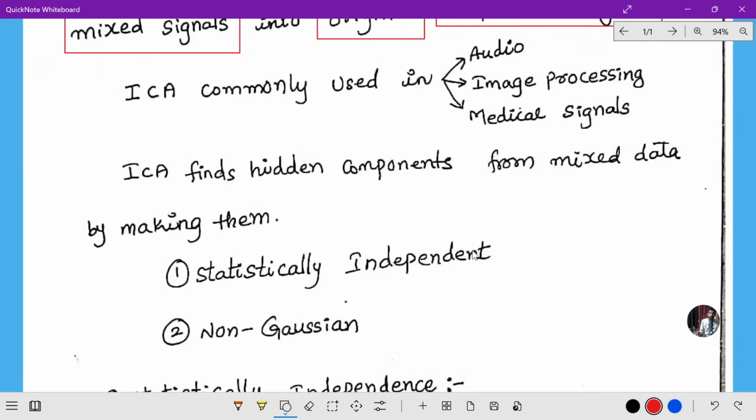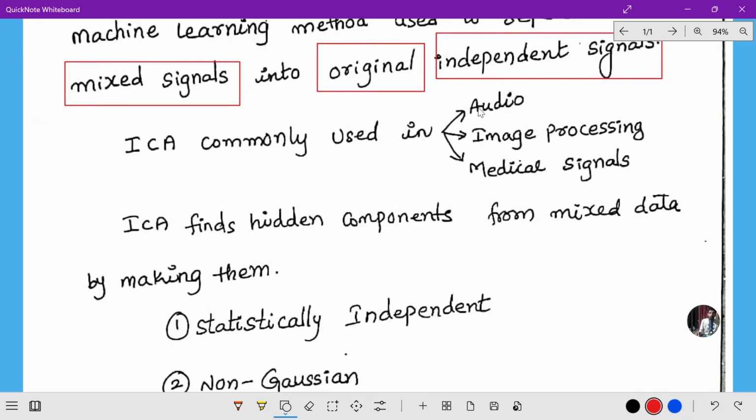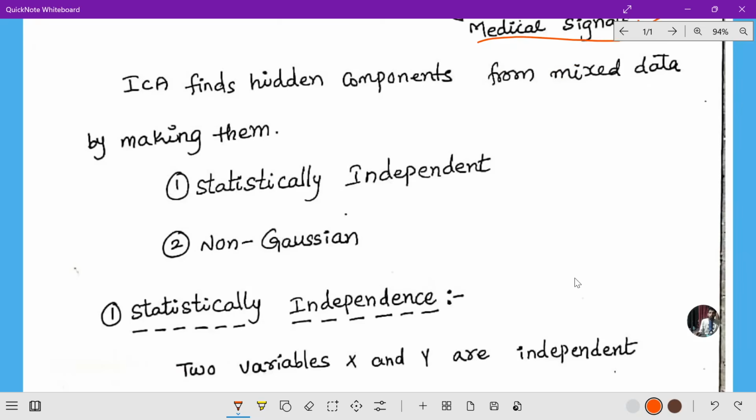Now we'll see the applications of this ICA. Especially, ICA can commonly be used in audio. The second one is image processing, and the third one is medical signals. So we use independent component analysis in audio, as well as image processing, as well as medical signals.